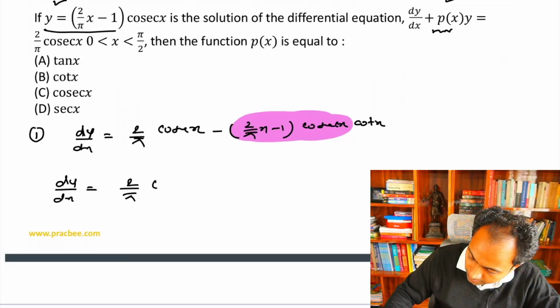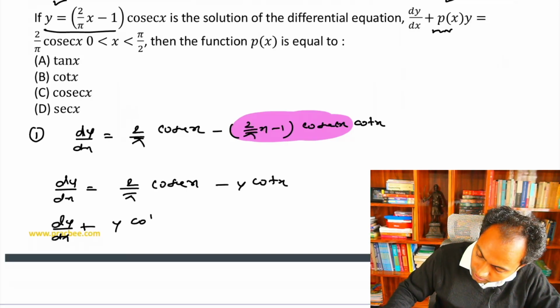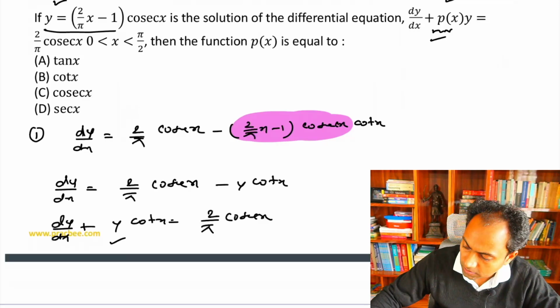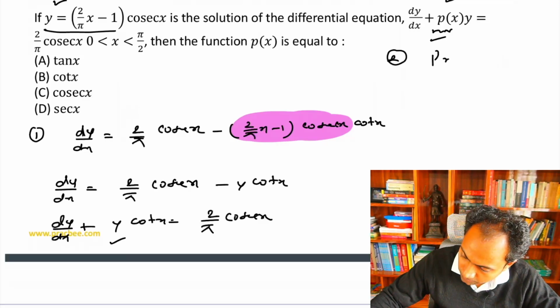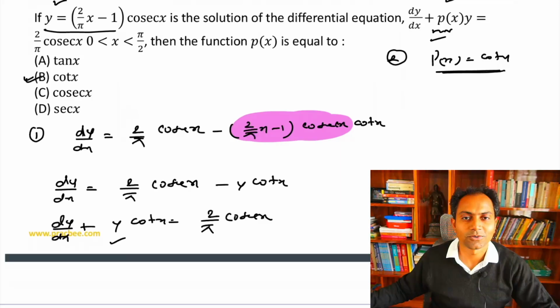2 by pi cosec x minus y cot x. We can bring it on the left hand side. So dy by dx plus y cot x is equal to 2 by pi cosec x. And now if I compare this with the equation that is given to me in the second part, you will observe that p(x) is equal to nothing but cot x. From these options, you can see that option B comes out to be correct.